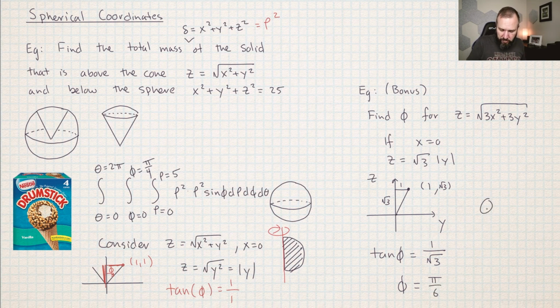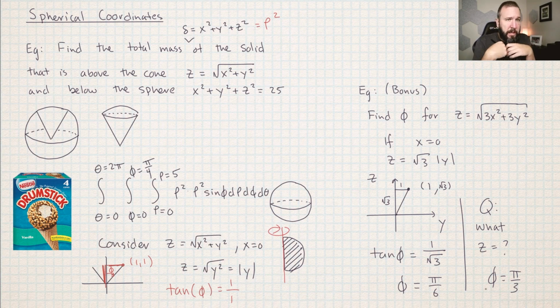And here's just a quick question. Hopefully you can start to see through this. What should I do for z equals, what if I wanted to make it pi over 3? What if I wanted to make it like a 60-degree angle inside there? Then what could you do?